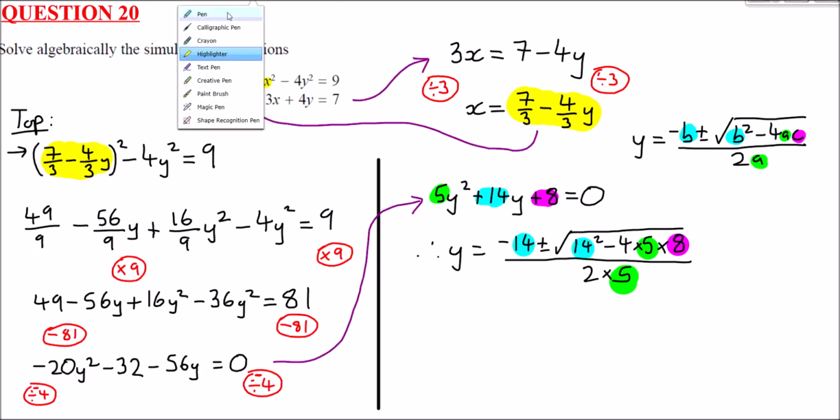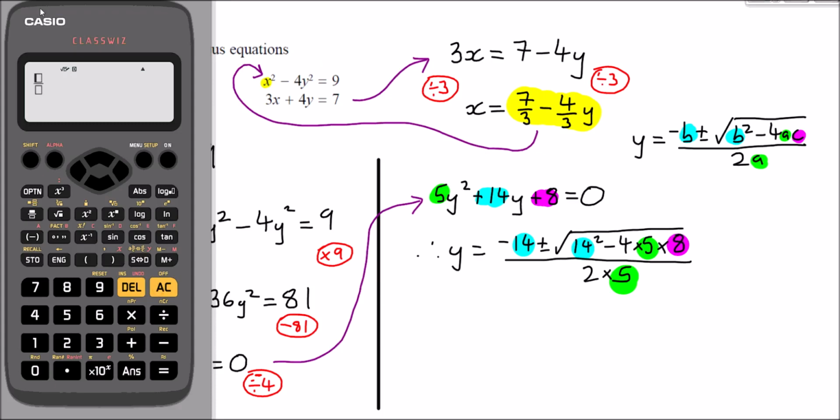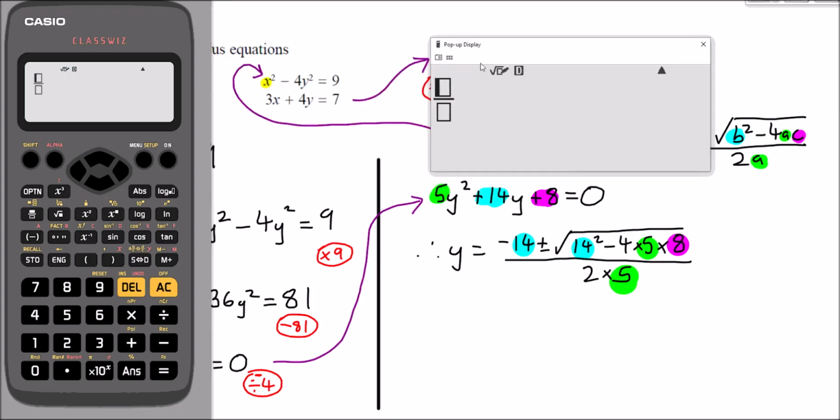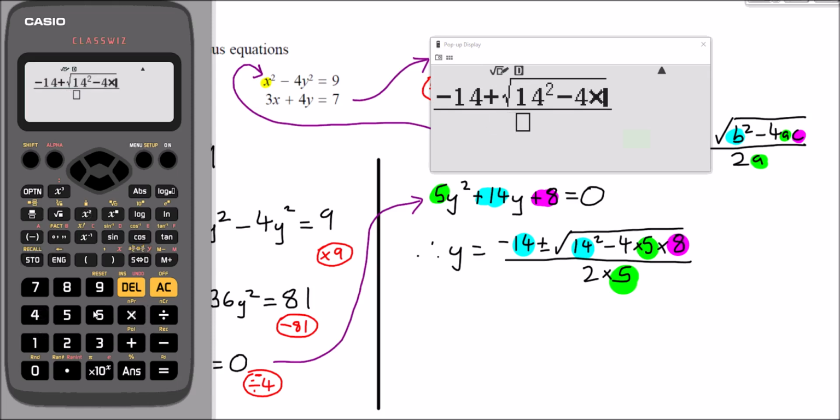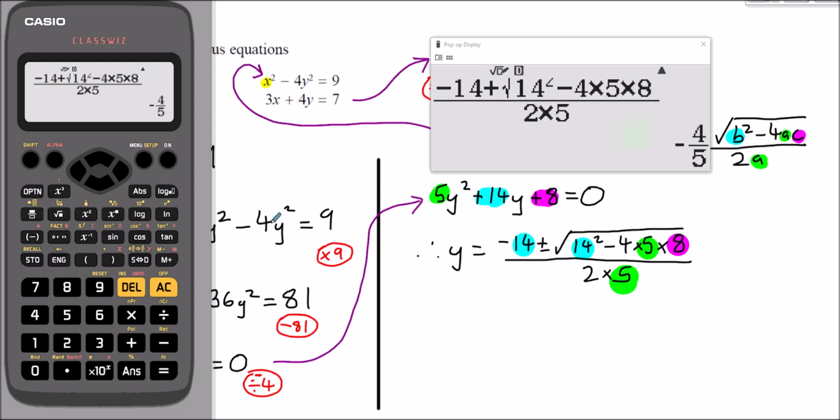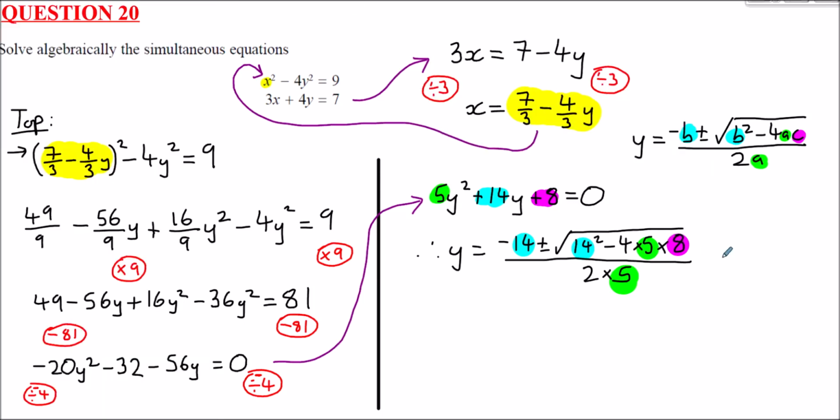So if we just bang this into our calculator and see what we get. So minus 14, we'll do plus first, plus the square root of 14 squared minus 4 multiplied by 5 multiplied by 8, all divided by 2 times 5. We get here minus 4/5. And so one option for y is minus 4/5.